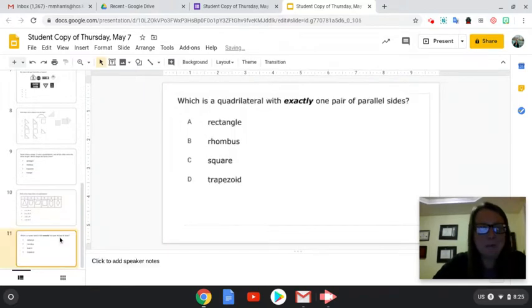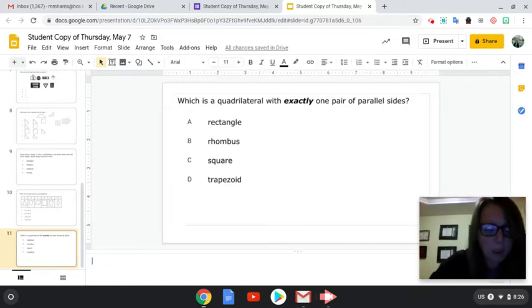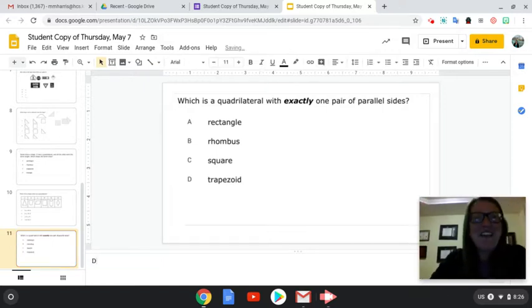Last one, boys and girls. You're doing a great job. Which is a quadrilateral with exactly one pair? Easy peasy. I can already hear you all yelling at me. It's trapezoid. Very good, boys and girls.